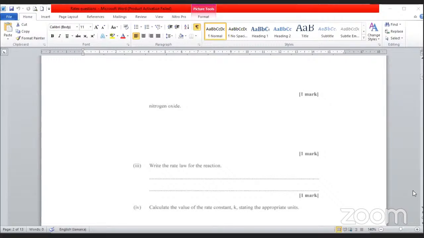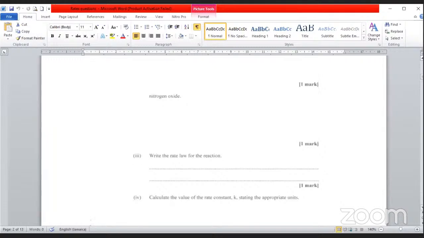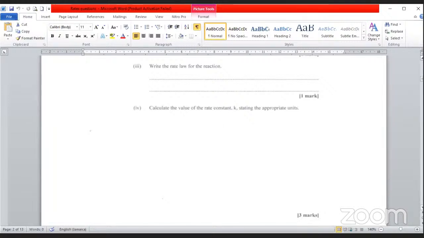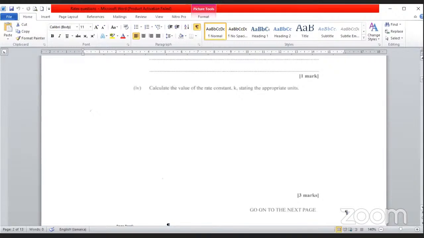And it says write the rate law for the reaction. Remember, the rate law is the same as the rate equation. So we just did the rate law, and we said rate is equal to K times the concentration of nitrogen monoxide squared times the concentration of hydrogen. Then they said calculate the value of the rate constant K, stating the appropriate units. So we would have done that also. You see this, 3 marks.